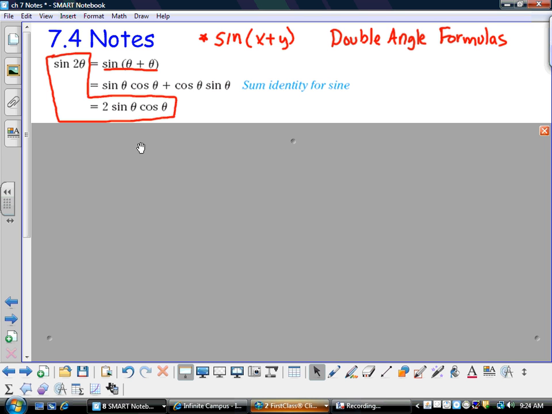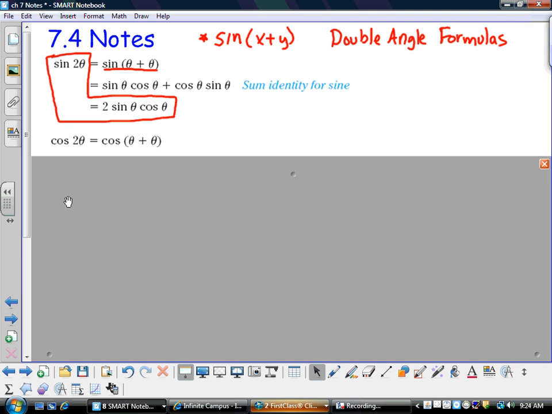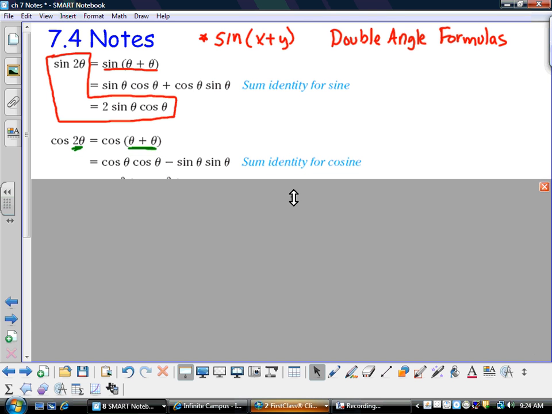We are going to go through that exact same process for cosine and for tangent, pardon me. So, double angle formula for cosine. Start with the cosine of 2 theta. Change 2 theta into theta plus theta. Use the identity from yesterday. Cosine, cosine, sine, sine, change the sign. So cosine, cosine, sine, sine, and change it to a minus on the inside.